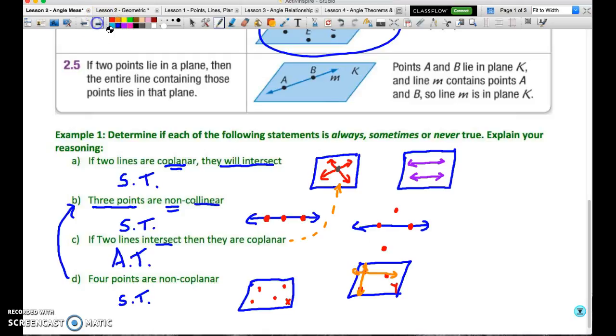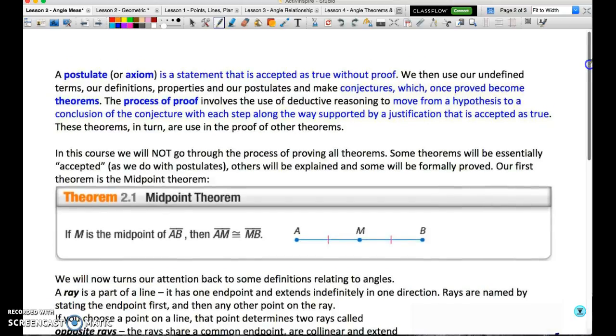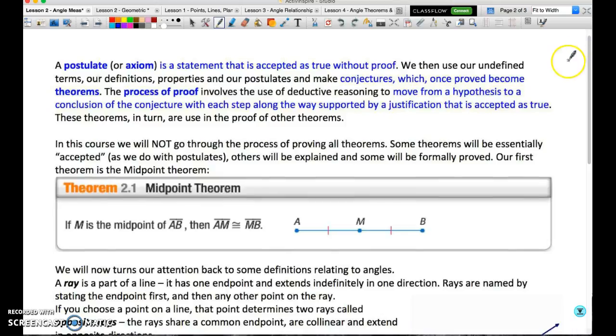Okay, moving on. So this little bit of explanation here, really just some more definitions and language of geometry that you really need to learn to speak as quickly as you can. So as mentioned in the first lesson, a postulate, also known as an axiom, is something we accept without a proof. We use undefined terms, definitions, properties, and postulates to make a conjecture, and we prove that conjecture, which results in a theorem. We then use those theorems in turn to prove other theorems.